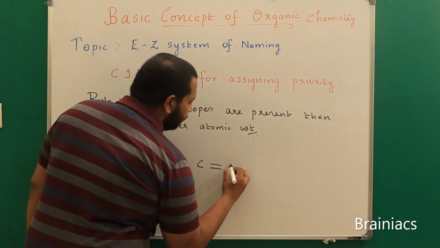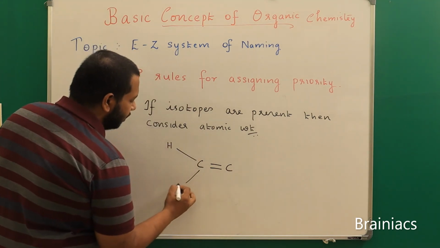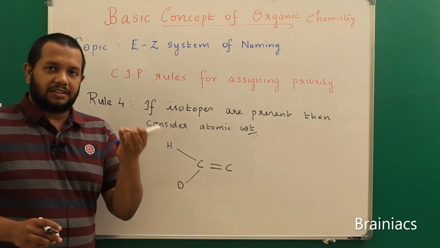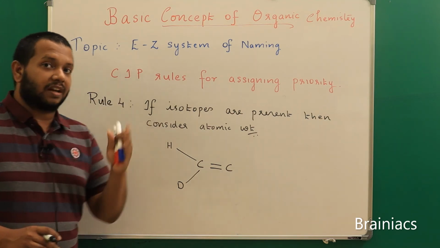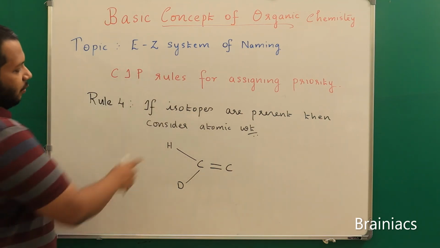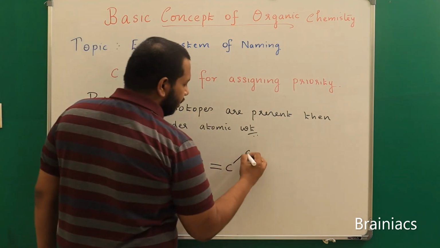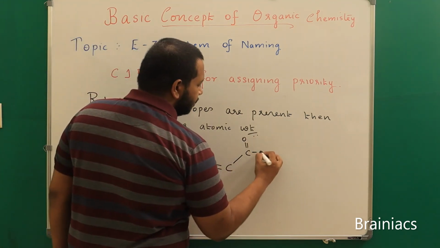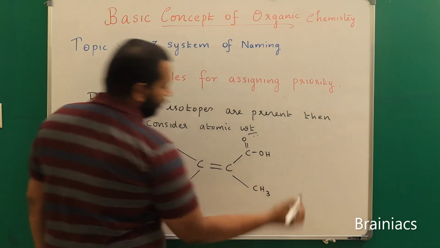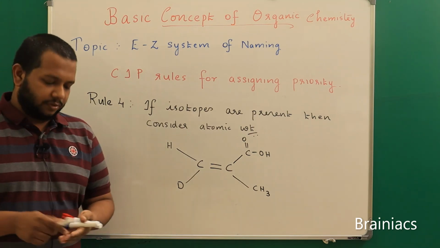C double bond C, the one is connected to a hydrogen atom and the other is connected to hydrogen. What are the isotopes of hydrogen? Hydrogen atom, deuterium and tritium. All these are having the same atomic number but different atomic mass. So here one is hydrogen, other is deuterium, and here you can see one is connected to C double bond OH, carboxylic acid, and to the other one CH3. So can you assign the priority and tell me what sort of system is this?